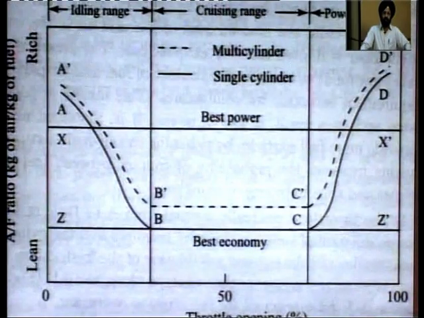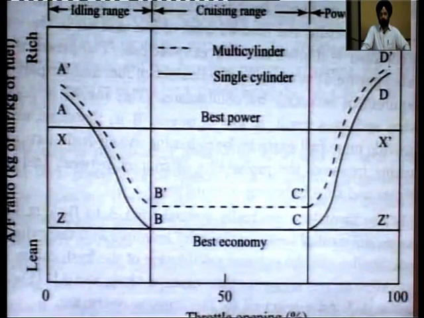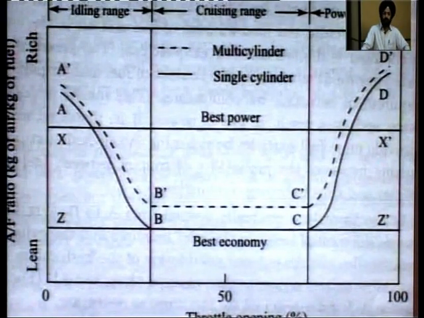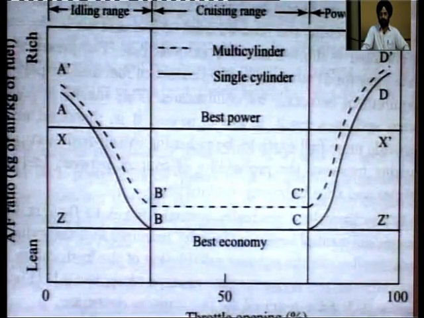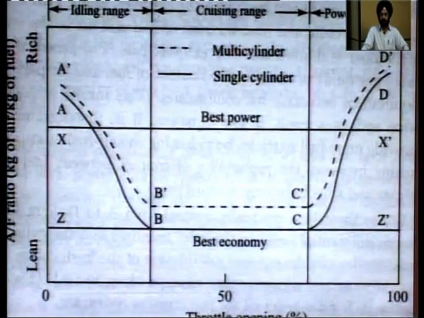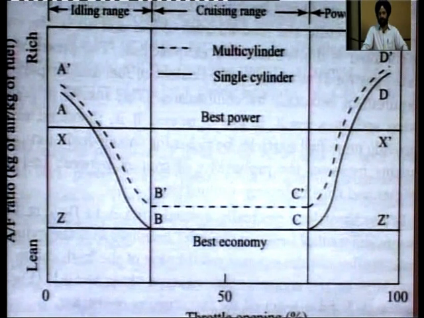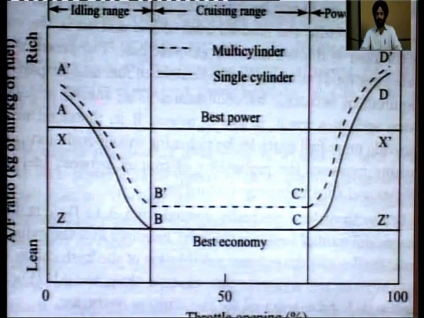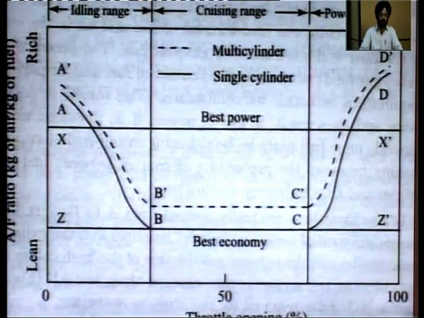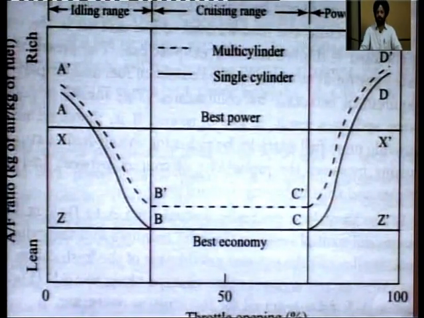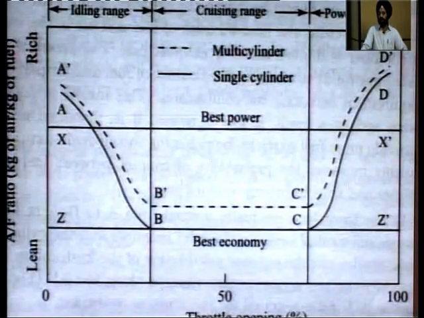This is the graph which shows throttle opening from 0 to 100%. So, 0 to 30% approximately is the idling range. Here initially we supply a very rich mixture and it goes on leaning down, and then from 30% to 70% opening, it is the cruising range or regular running range. Here we get the best economy. Here we supply a lean mixture. Then the power range or acceleration range is from 70% opening to 100% opening.